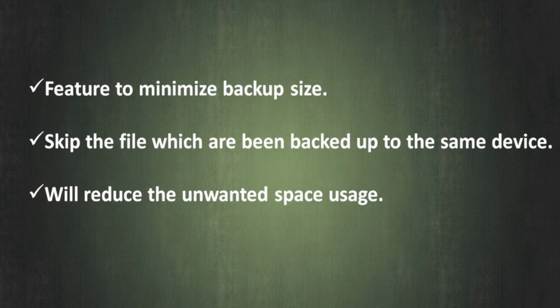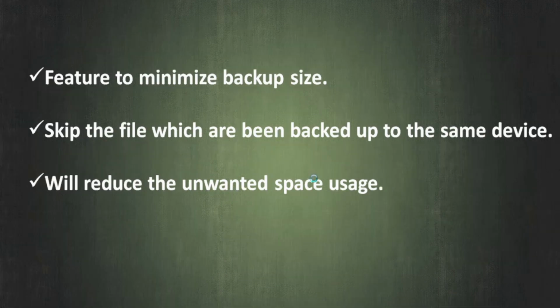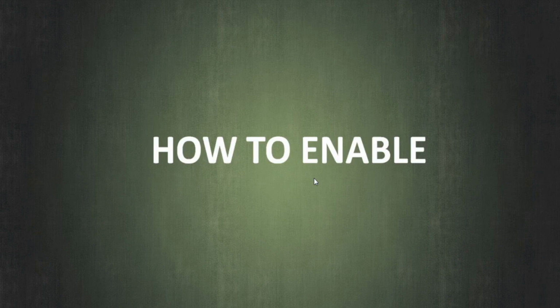So for the files which are already backed up, if there's no change in the database ID, for those datafiles and archive log files with the same database ID, and there's no change in your reset logs SCN, then there's no use of having the same backup. So we can skip those files by enabling this optimization in RMAN. We'll see how to enable this RMAN backup optimization.